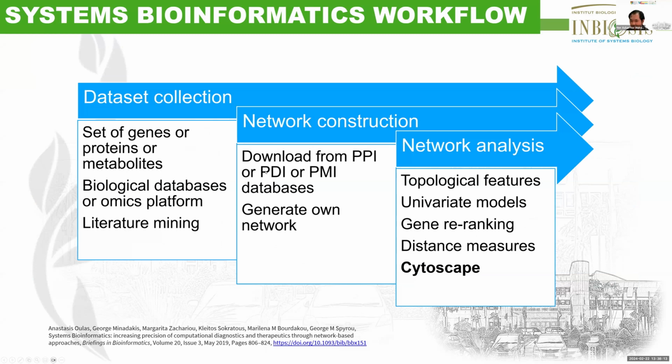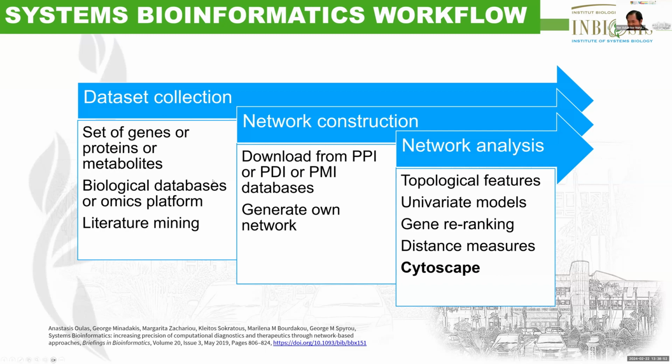So in terms of the workflow, first you need to do dataset collection. This can either be a set of genes or proteins or metabolites. The way you get this set of genes is either through databases, or you can generate your own. You can send your sample to a sequencing platform for genomics, or to the other services that we have, based on which technology best suits your sample. Or lastly, we can do literature mining.